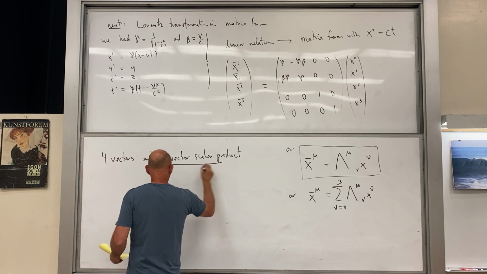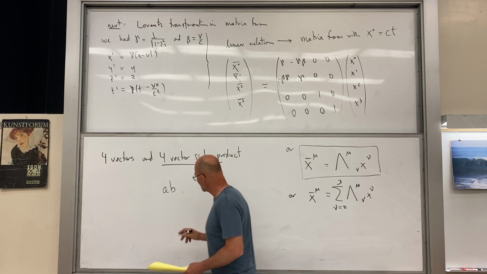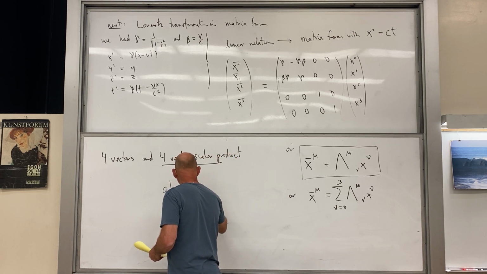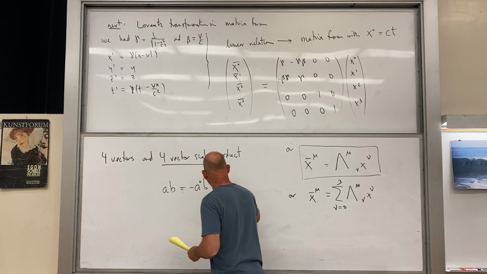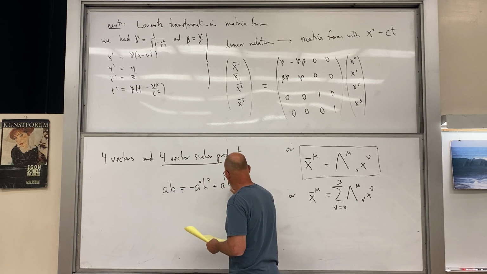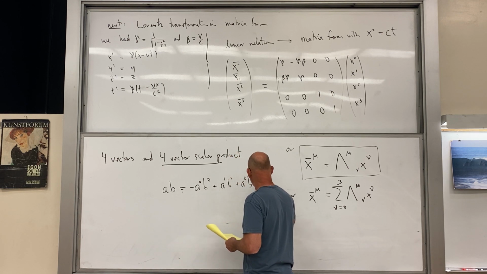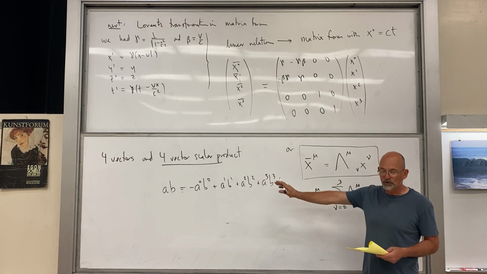And the 4 vector scalar product, I'm just going to say for 2 vectors, A and B, both 4 vectors, it's minus A0 B0 plus A1 B1 plus A2 B2 plus A3 B3. So the 4 vectors have the components 0, 1, 2, and 3.